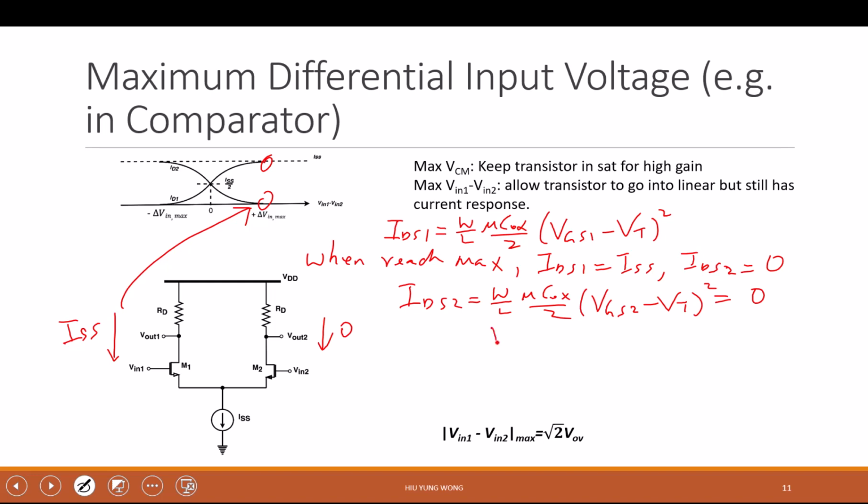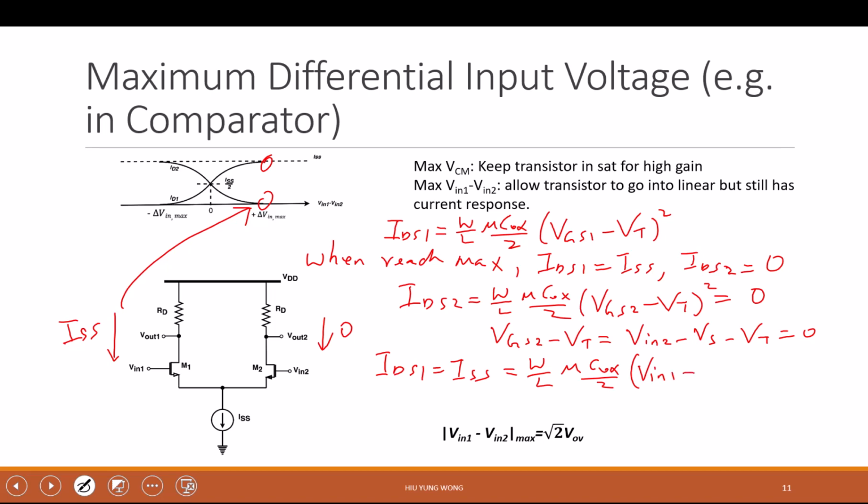And so it means VGS2 minus VT equals 0. But what is VGS2? VGS2 is V in 2 minus VS, I just call this VS, minus VT equal to 0. Right? So VGS2 minus VT equals 0, which is V in 2 minus VS minus VT equals 0. Right? And at this moment, IDS1 equal to ISS, as we said, equals W on L mu C ox divided by 2 times VGS1, which is V in 1 minus VS minus VT squared. Is that okay? Here I'm using this equation. So V in 1 minus Vs minus Vth, because Vg is V in 1, Vs is just Vs. They have the same Vs minus Vth, right?